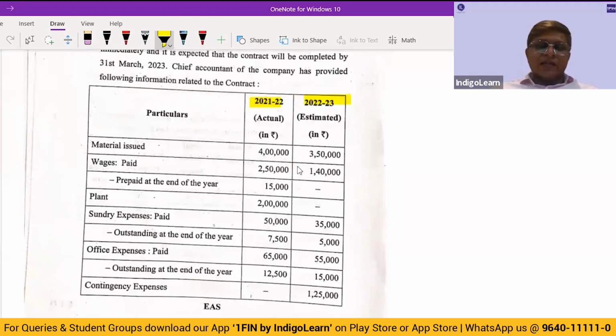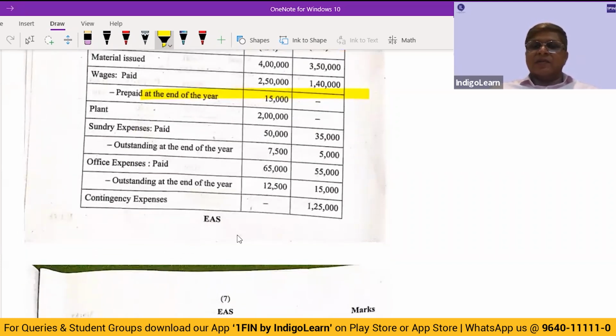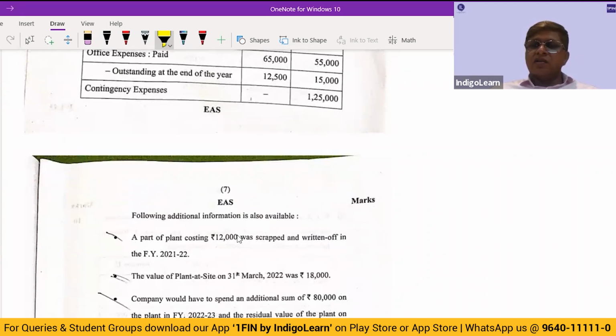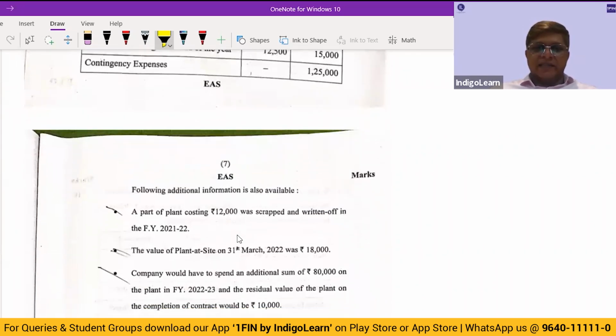Now, are there any complications or special adjustments involved here? Let's find out. Material issued, simple. Wages paid. So prepaid at the end of the year. So we will have to adjust that. Deduct for the year, add it to the second year. Plant, sundry expenses paid. Again, adjustment for outstanding at the end of the year. Office expenses paid, adjustment for outstanding at the end of the year. Contingency expenses. So all those items we need to adjust for.